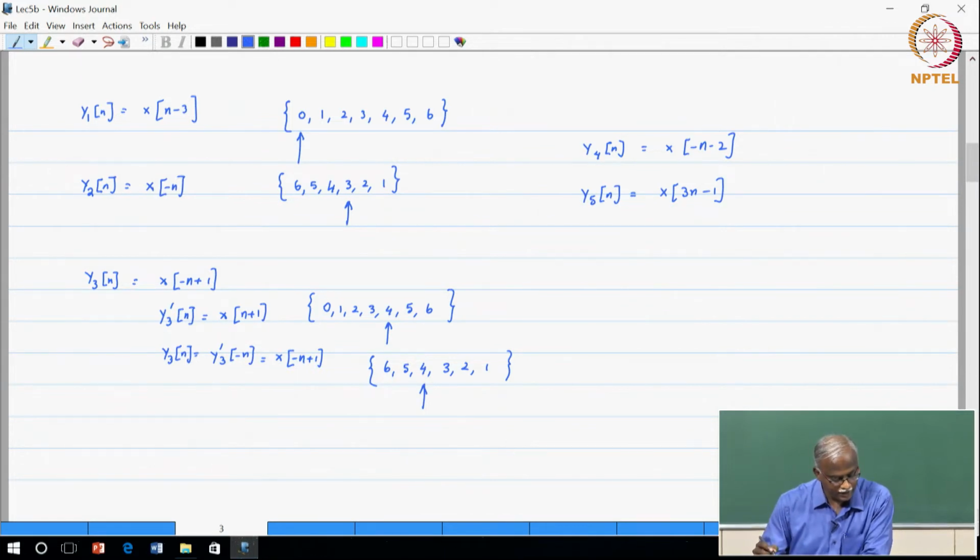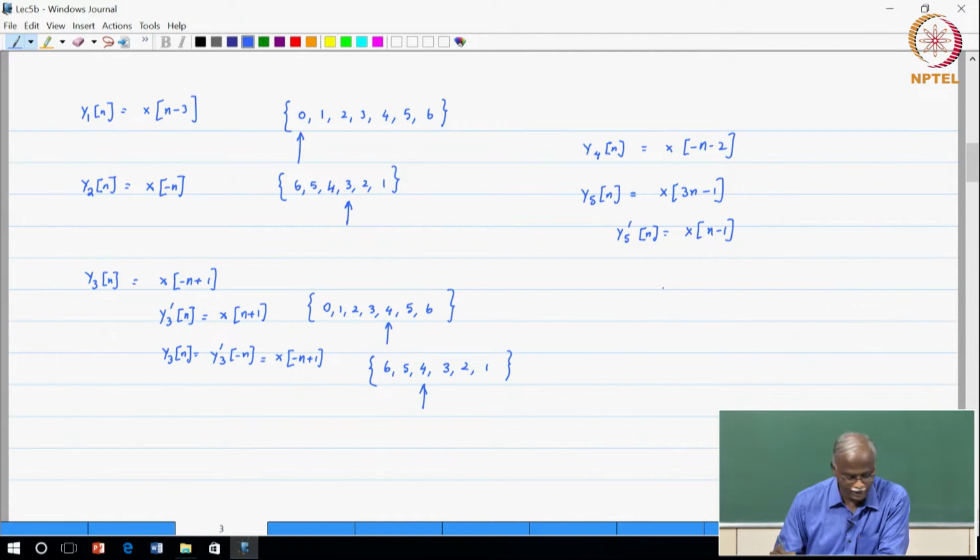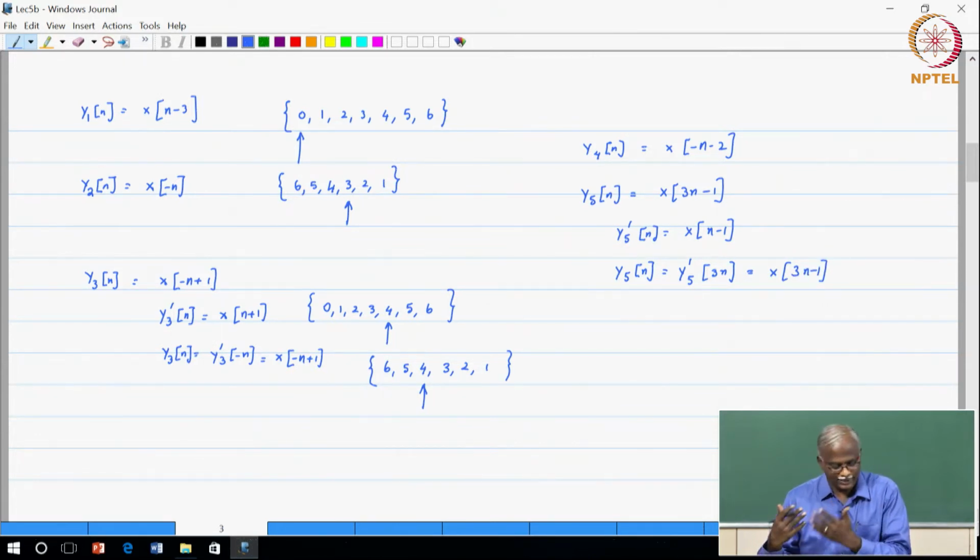Okay. And the way to do it would be to define an intermediate sequence which gives you the shift x of n minus 1, and then you can get y5 of n with a time scaling of y5 prime of 3n, which will come out to be x of 3n minus 1. It turns out that if you do one operation per step, it is much easier for us to keep track. So, x of n minus 1, I am assuming you know how to generate. Then the key step, the next step, is the scaling of time.